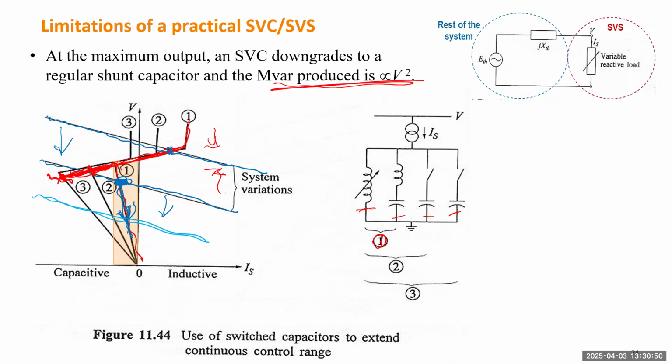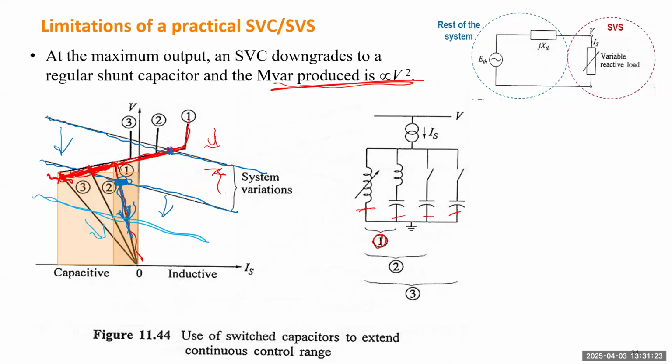So this first rectangular area indicates the maximal VAR you can provide by condition number 1. And this bigger area indicates the maximal VAR you can provide by switching all the capacitors in. So this is actually the maximal capacitance, or maximal reactive power, you can provide. If you need more, it will just decline following that line, and the voltage drops quickly.